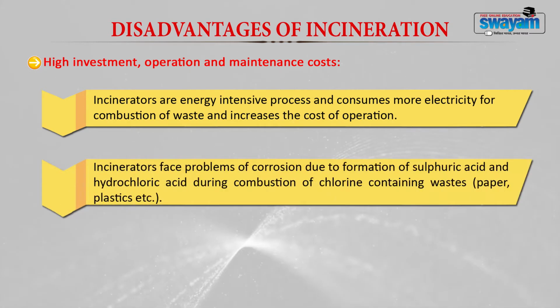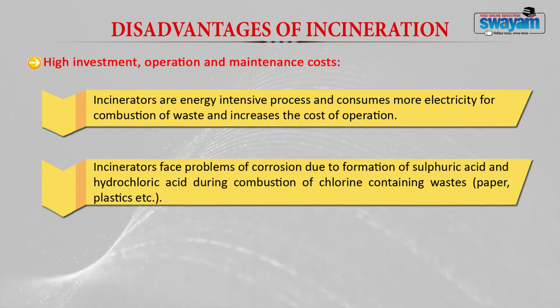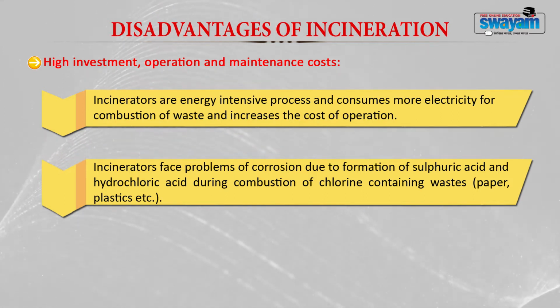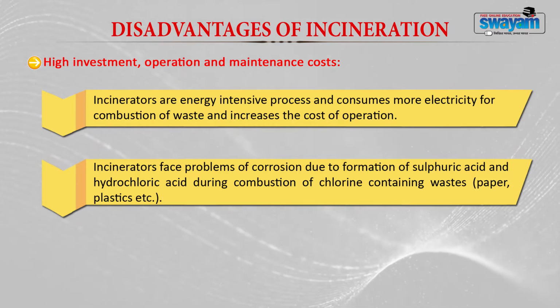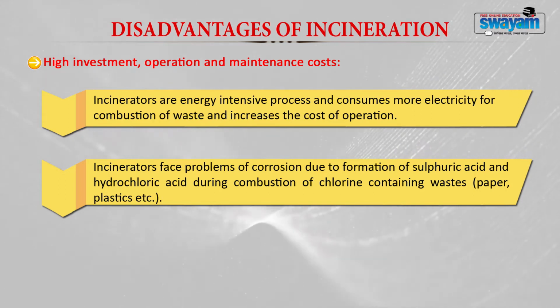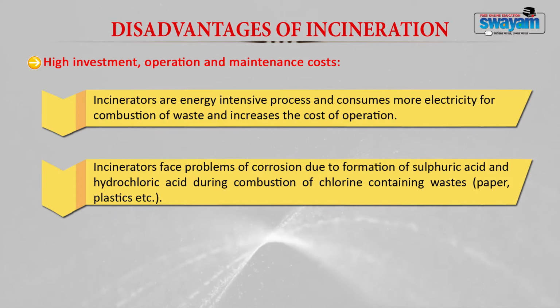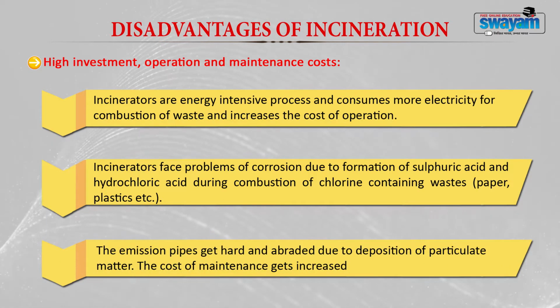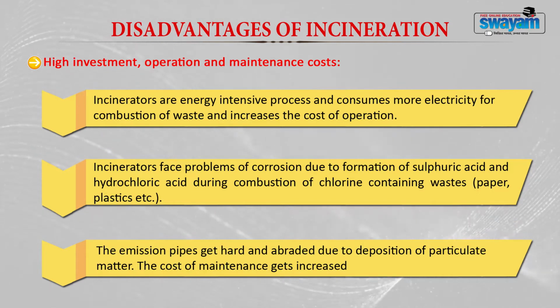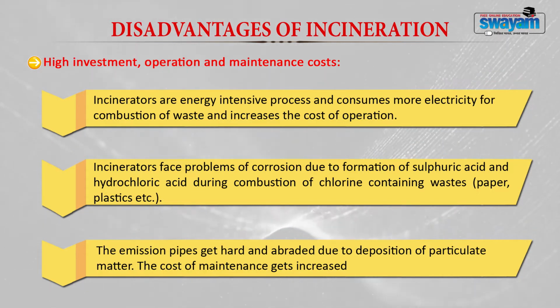There is another problem that incinerators generally face, that is a corrosion problem. I told you earlier, in addition to carbon dioxide and carbon monoxide, you also have generation of HCl, HF and these acids. These acids generally corrode the walls of the incinerators. They are generally produced during combustion of chlorine containing waste like your paper. This is again considered a disadvantage of the incineration process. Sometimes the emission pipelines get abraded due to the deposition of particulate matter. This makes the pipe very hard and brittle, and it breaks very frequently. So, as a result, the maintenance cost of incinerators keeps increasing.